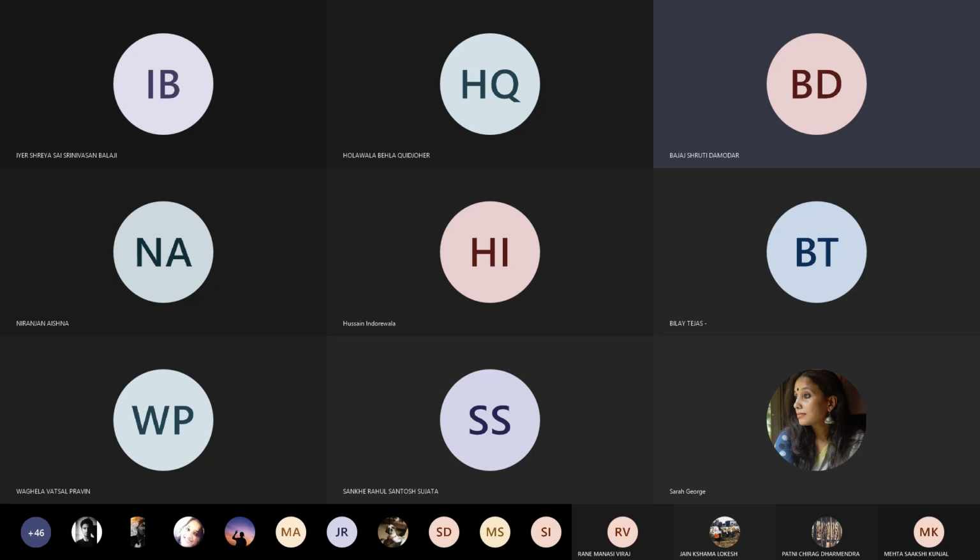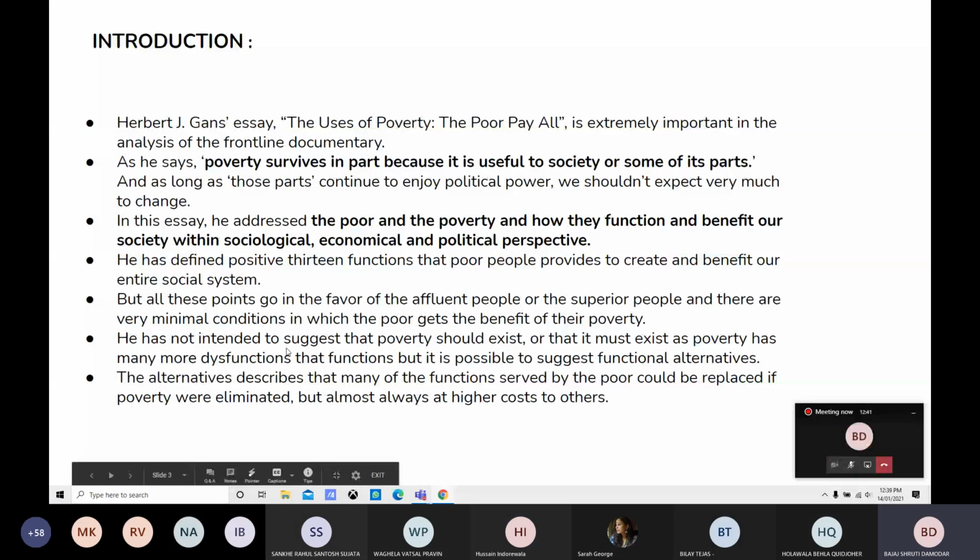Coming to the reading we are going to discuss today, in this essay, he has addressed the poor and poverty and how they function and benefit our society within sociological, economical, and political perspective. He has defined 13 positive functions of poverty to show how it is beneficial and useful to the social system. In these functions, most of the benefits are in favor of the affluent or superior people rather than the poor ones.